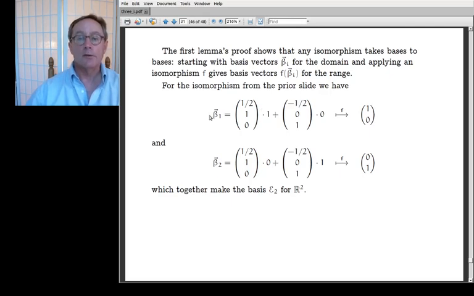Well, this basis vector 1/2, 1, 0 gets associated with 1, 0, and this basis vector here, minus 1/2, 0, 1 gets associated with 0, 1. And obviously this makes a basis, namely the standard basis for R2. So the basis from the domain gets mapped over to the basis from the range. So we have an association, one to the other, of your coordinates with respect to the basis in the plane P and your coordinates with respect to the basis in R2. And that's the association. That's the isomorphism.